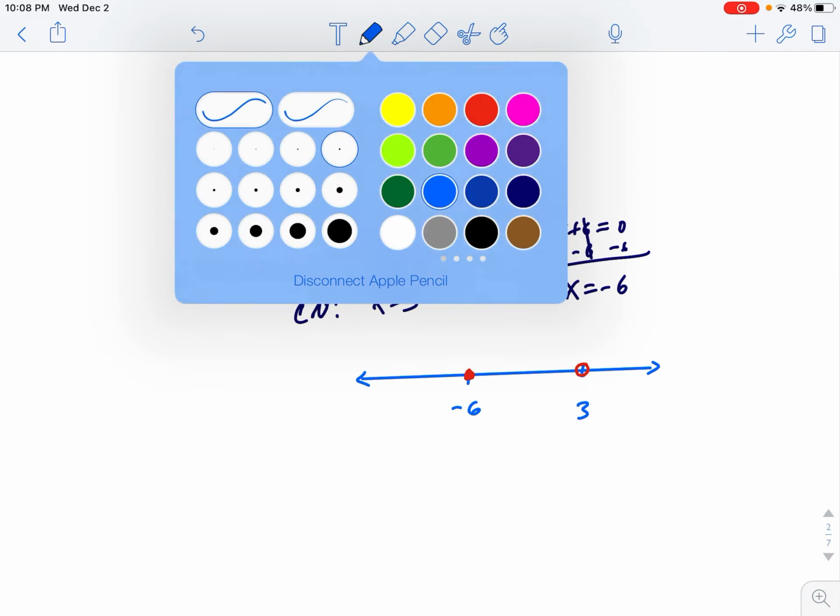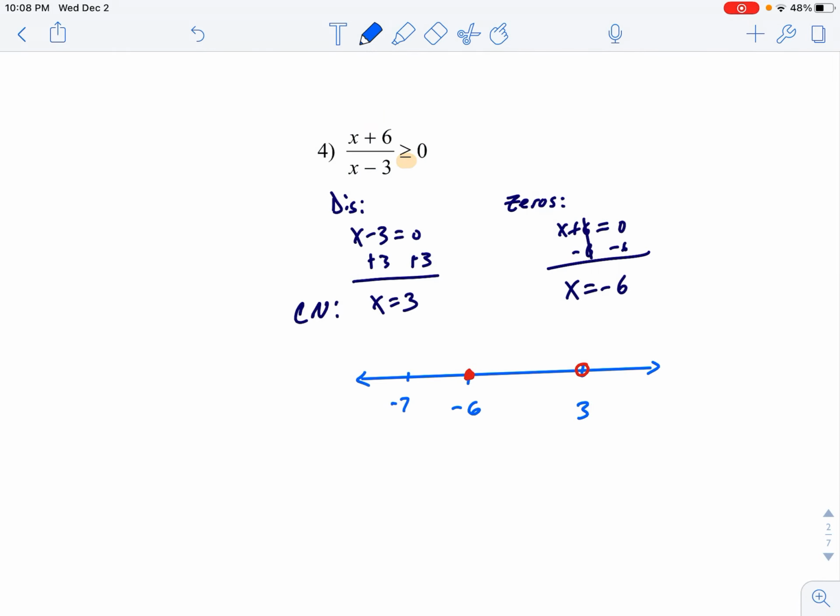Now we need to pick a test number out of each interval. So what can I pick? Let's pick, how about a number between -6 and 3. Well, there's a bunch of numbers to choose from: 2, 1, 0, -1, -2, -3, -4, -5. I like to pick 0 if I ever get the chance because it's an easy number to work with. And then pick a number out here. Let's go with 4. So there are my test numbers.